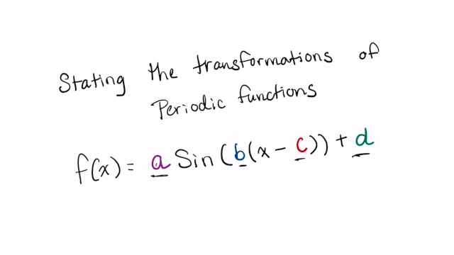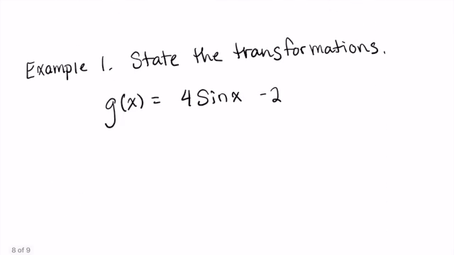Otherwise, we know that A is our amplitude, B is the value used to find the period, C is our phase or horizontal shift, and D is the vertical shift. A is also the vertical stretch or compression. So let's jump straight into our first example here.